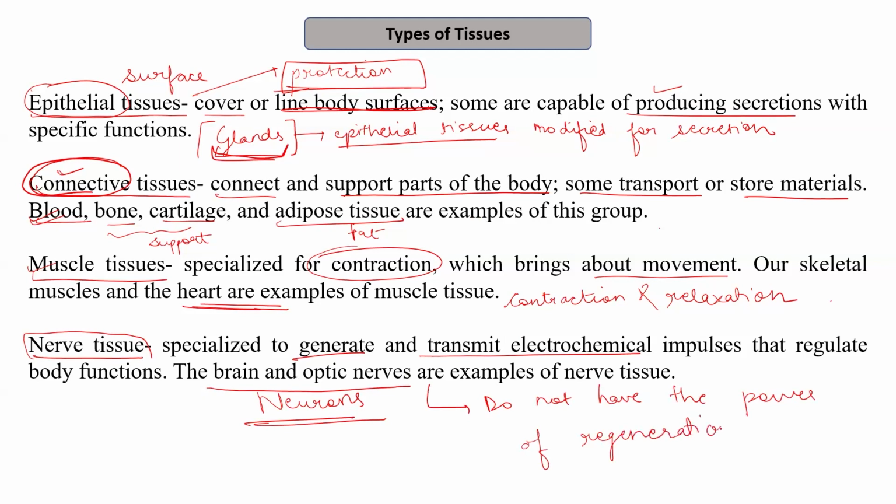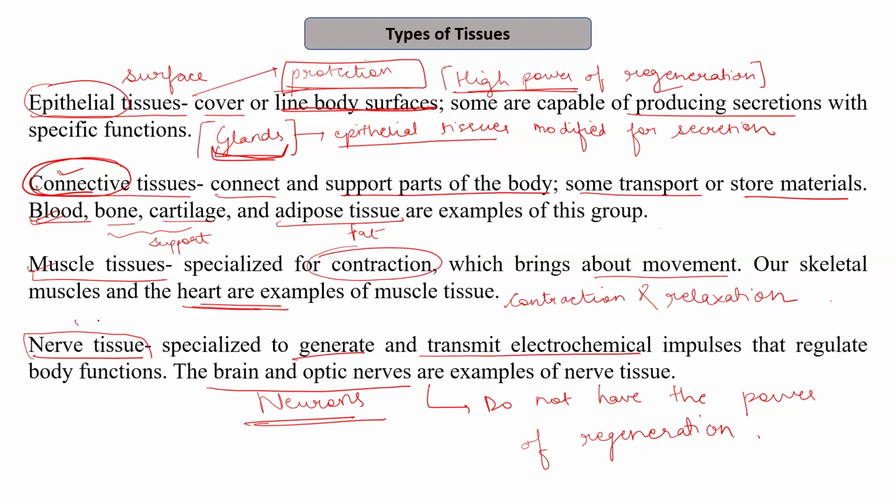That is why once a neuron or any nerve is damaged, it is nearly impossible to regenerate the tissues there. And therefore, for example, if I consider the optic nerves, if there is any damage to the optic nerves, then the person becomes blind because it does not have the power of regeneration. While epithelial tissues are the ones that have a very high power of regeneration.